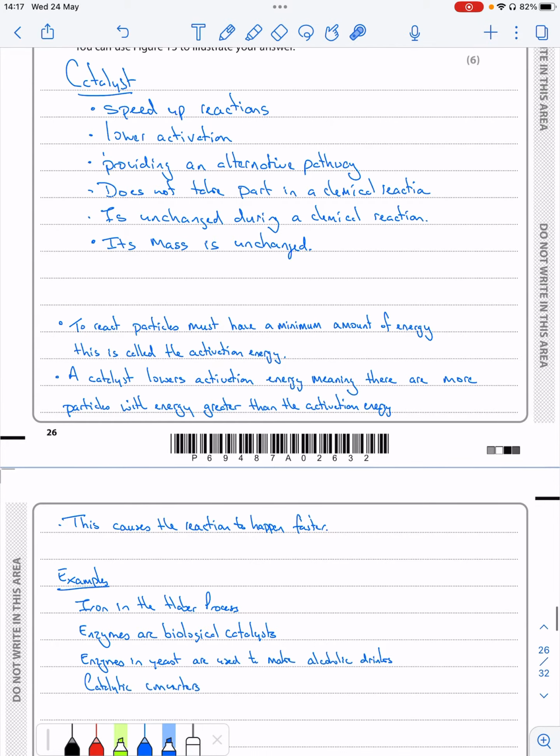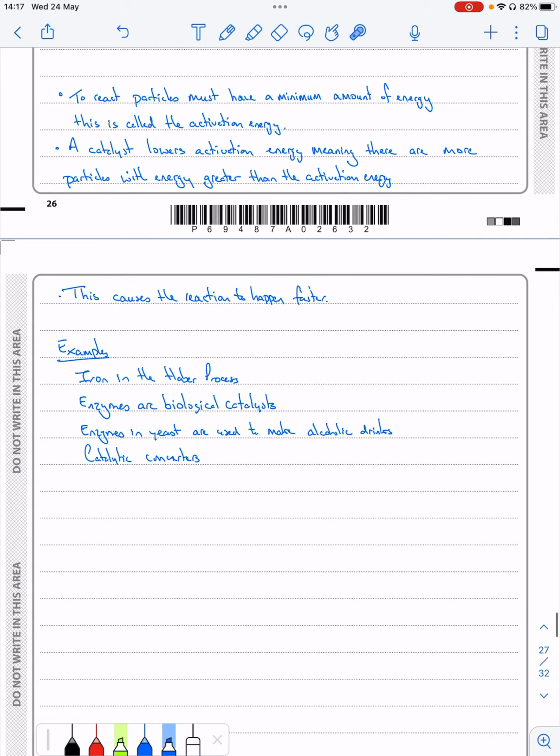Then we can chuck in some examples. So ones you've come across, you know that iron is used in the Haber process. You know that enzymes are biological catalysts. We've talked in class about enzymes in yeast that are used to make alcohol. And we've also talked about catalytic converters in car exhaust systems, as well as another example.